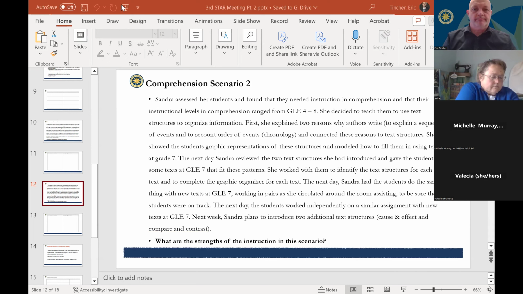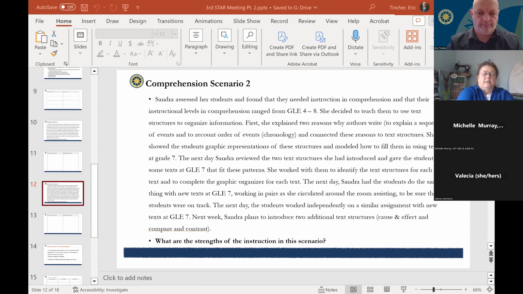The next day, the students worked independently on a similar assignment with new texts at GLE 7. Next week, Sandra plans to introduce 2 additional text structures: cause and effect, and compare and contrast.